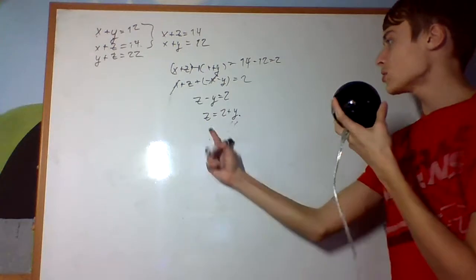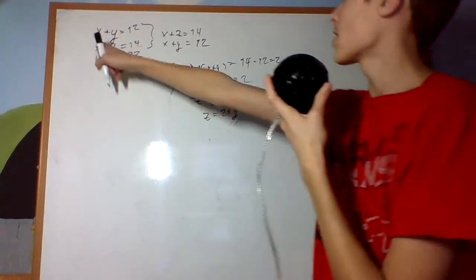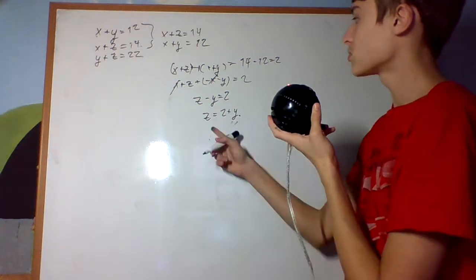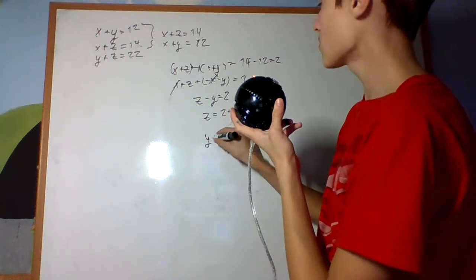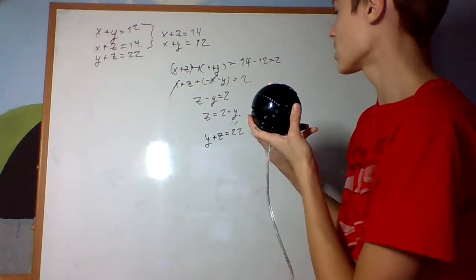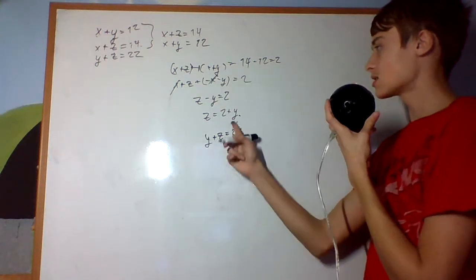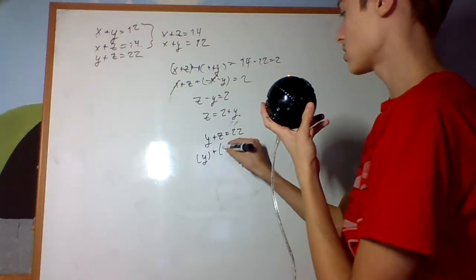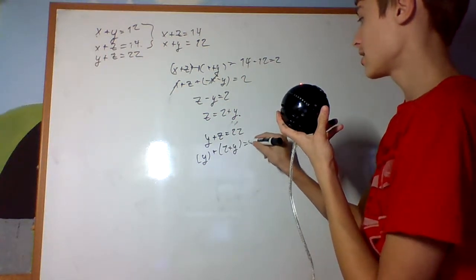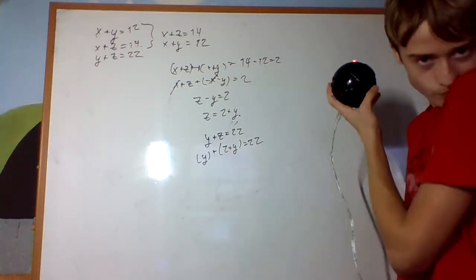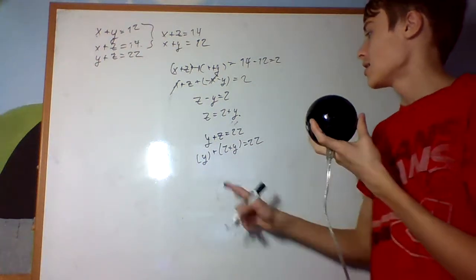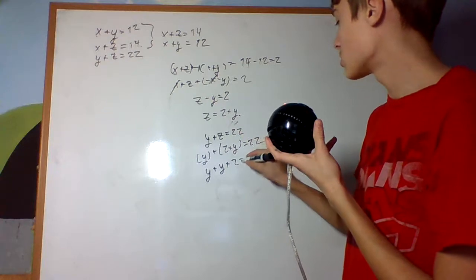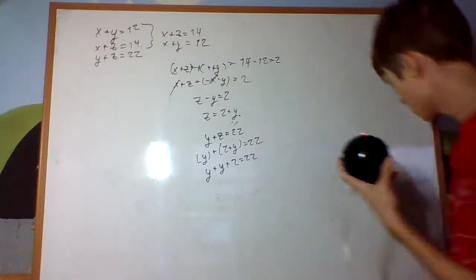Okay, so now I know what z is. Right there, I have an equation that has y and z in it. Let's plug in z. So y plus z equals 22. But z is 2 plus y, so let's substitute that in. y plus 2 plus y equals 22.